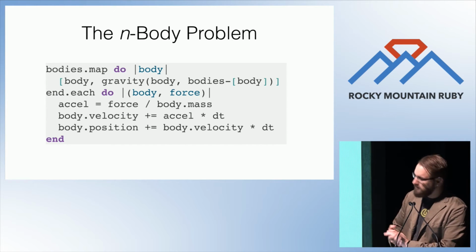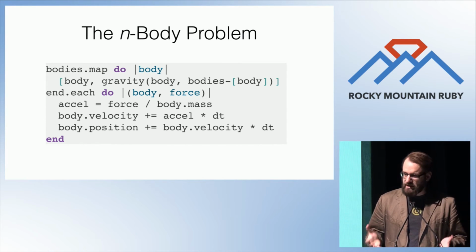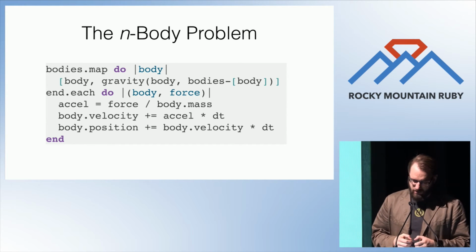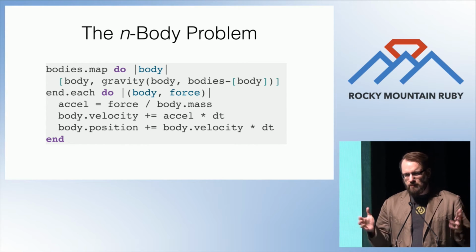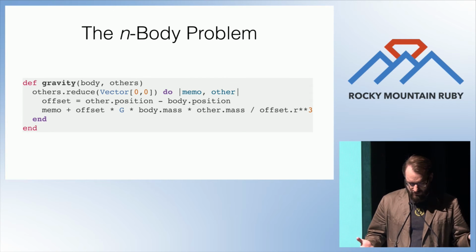So this is what it looks like in Ruby. That's all it is. It's a little dense, but it's easily understandable. And that second line right there, gravity, you might say, well, that's kind of complicated. It's just one equation. So that's really all it is.